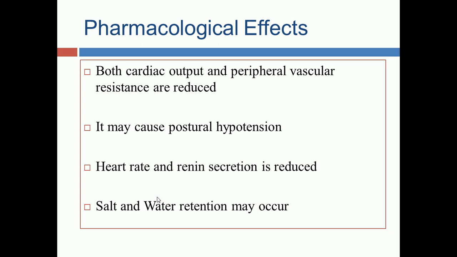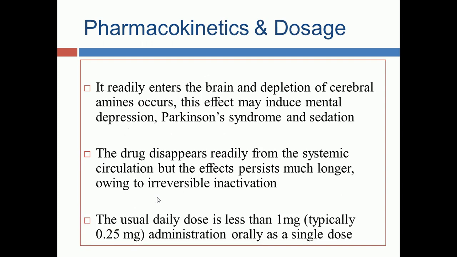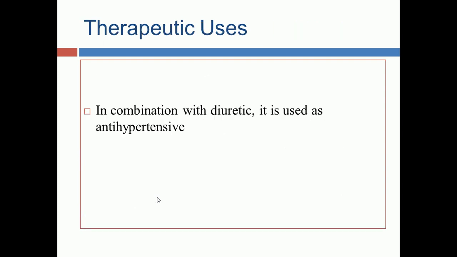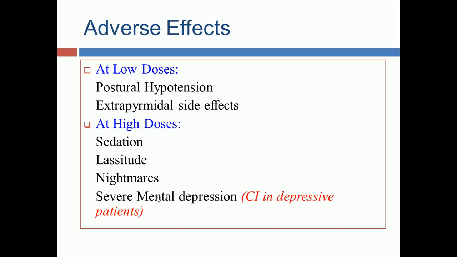And since all the biogenic amines are blocked, it causes postural hypotension. Heart rate and renin secretion are also reduced. Since renin secretion is reduced, salt and water retention may occur. Therapeutic uses: this is rarely used, but in combination with a diuretic, it is used as an antihypertensive. It is a mild antihypertensive.